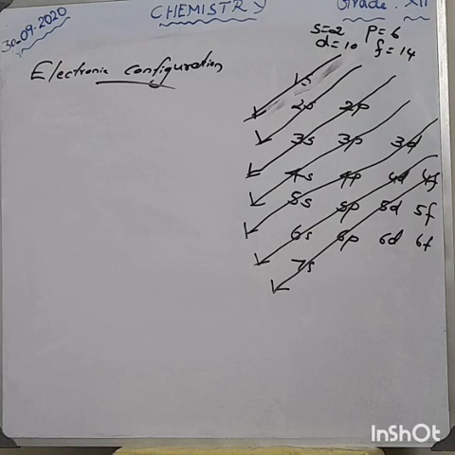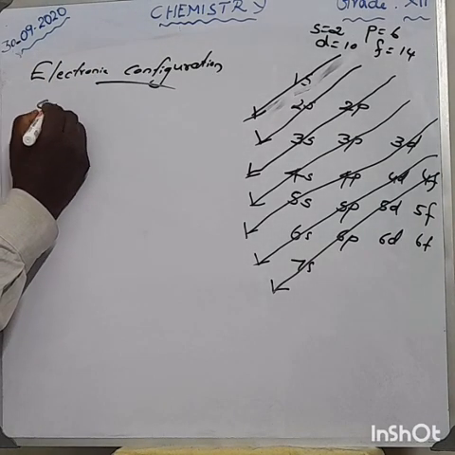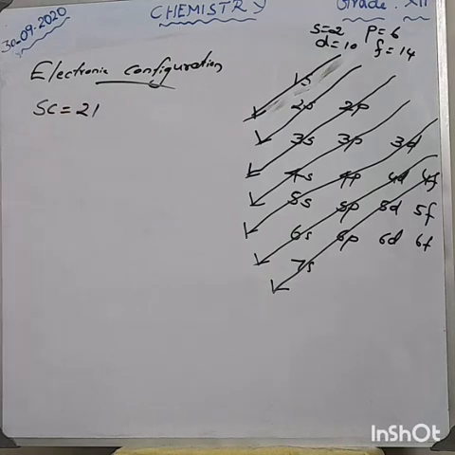For example, we can write the first element, that is scandium. The atomic number of scandium is 21. Because the 3d series starts with scandium, titanium, vanadium, chromium, manganese, iron, cobalt, nickel, copper, and also zinc. This is the first 3d transition element.